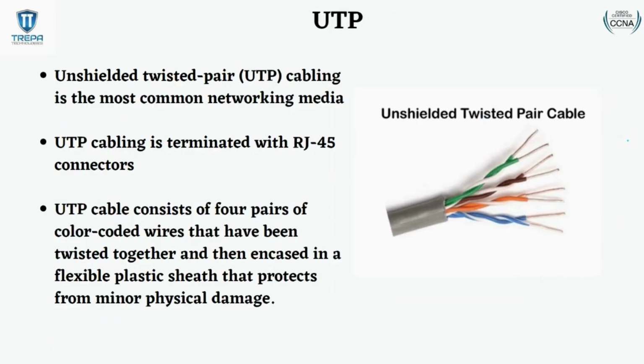Okay, so let's go over unshielded twisted pair. So UTP is going to be the most common networking media, mainly because of the price, right? And this UTP cabling is going to be terminated by something we call RJ45 connectors, which allows the 8 pins to be crimped and connected into an Ethernet port, right? So UTP cable is going to consist of 4 pairs of color-coded wires that have been twisted together and encased in a plastic sheath. You kind of see right here is the copper, and then these color-coordinated plastic sheaths, right, that give the copper cable some protection from minor physical damage.